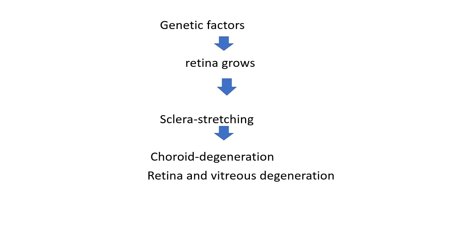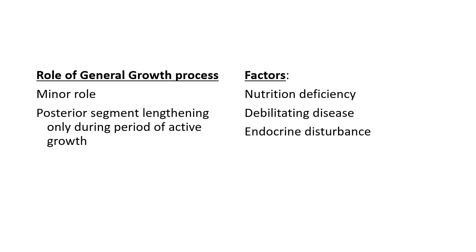So genetic factors causing growth of retina, then stretching of sclera, choroid degeneration, retina and vitreous degeneration. This can go in formation of myopia. These are the myopic factors. Role of general growth process is a minor role, but to name a few: nutrition deficiency, debilitating diseases, endocrine disturbances, they may have some role in the formation of myopia.